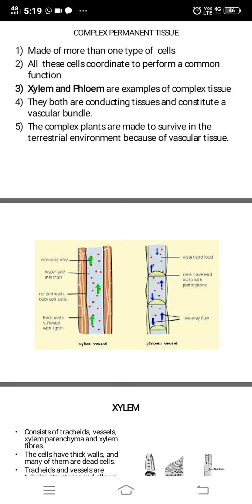The complex plants are made to survive in the terrestrial environment because of vascular tissue. So the complex plants are able to survive in extreme temperature, even if there is less rainfall and all, they are able to survive because the water can reach every part of the plant if you pour water into the roots of the plant. So that is because of the vascular tissue.